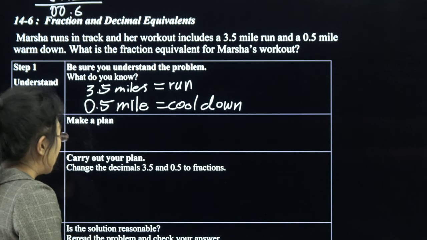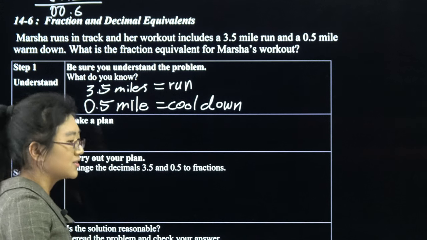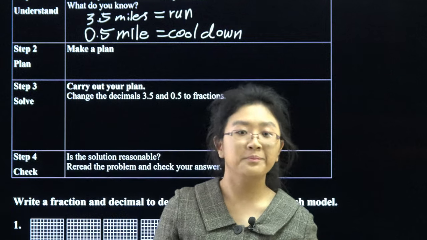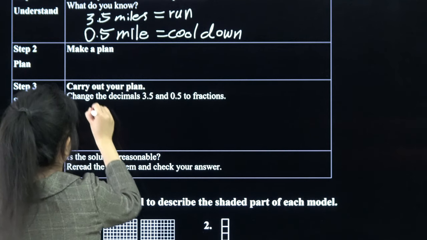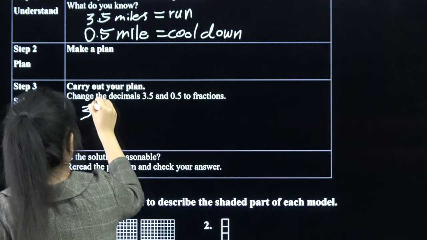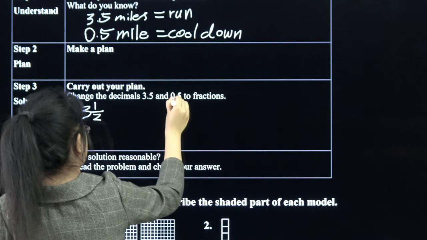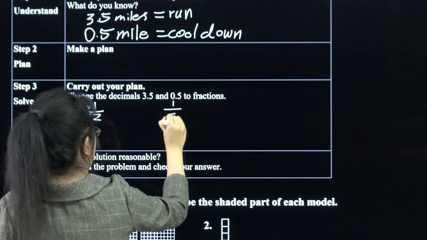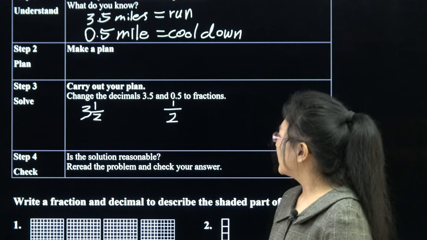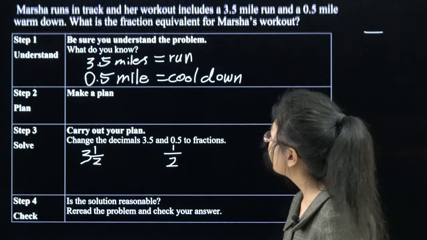Carry out our plan. Change the decimals, 3.5 and 0.5, to fractions. So we know that 0.5 always means 1 over 2, or a half. So then it's 3. This is a mixed number because there's 3 wholes, and then 1 part, 1 and a half. And 0.5 would be just half. All right, now step 4, check. Is the solution reasonable? Yeah. Reread the problem and check our answer.